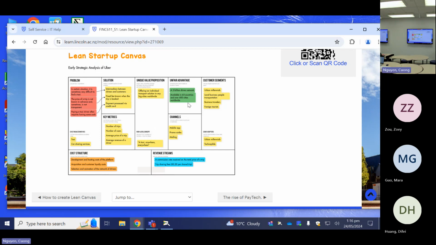Now, next one, we move to unfair advantage. This one is quite unique, and sometimes it is very difficult to fill in if you have a brand new product. Normally, people will list the things that all other competitors in the market cannot copy.